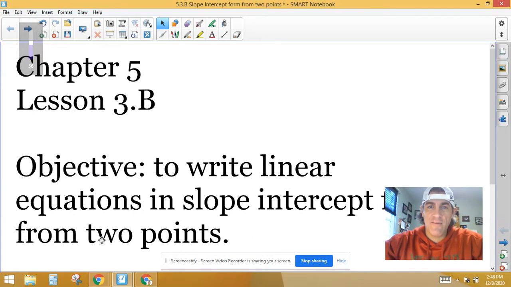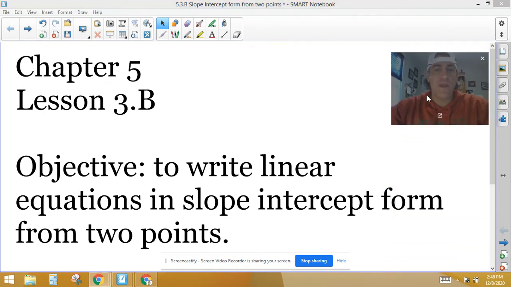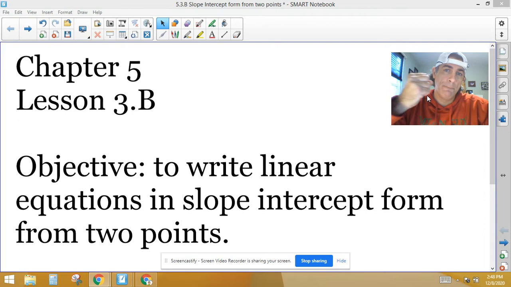We're on Chapter 5, Lesson 3b, and our objective here is to write linear equations in slope-intercept form using 2 points. Only 2 points. We're going to write equations in slope-intercept form.